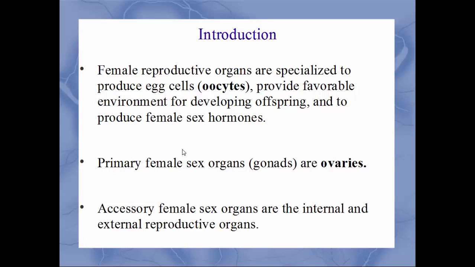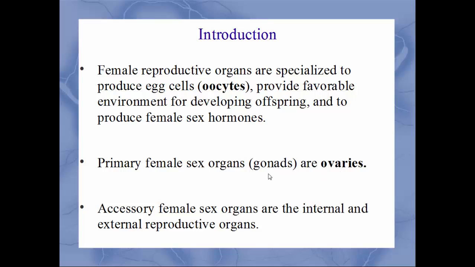Of course, the female reproductive organs are specialized to produce the egg or the oocytes, provide a favorable environment for an offspring to develop, and to make sex hormones. Like we talked about with the male, the gonads are the term used to describe the primary sex organ, and for females, the gonads are the ovaries. Everything else that's used in the system is considered accessories. Doesn't matter if they're internal or external.